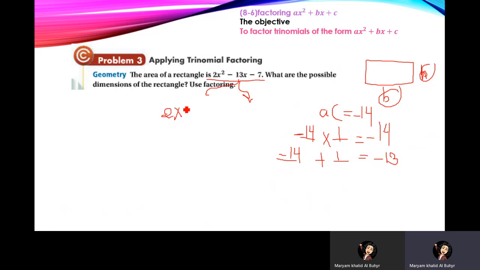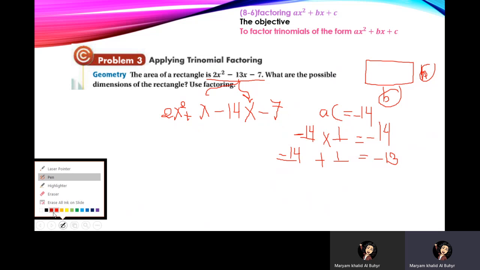So just take your factorization for this one. 2x squared plus x. Miss, why don't you put the x with the other one? Because I'm telling you there is 7, and I can see directly 7 and 14. There is a common factor between them. All right, I understood. Let's move. So minus 14x minus 7.